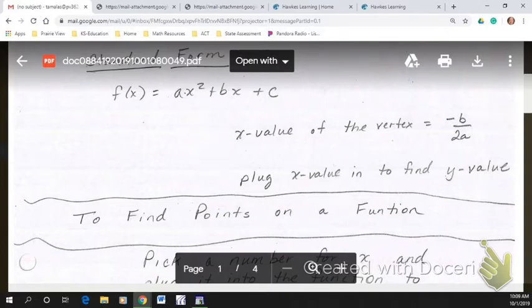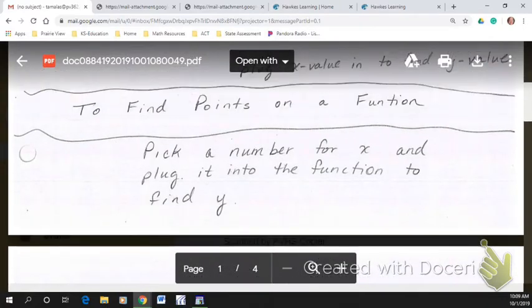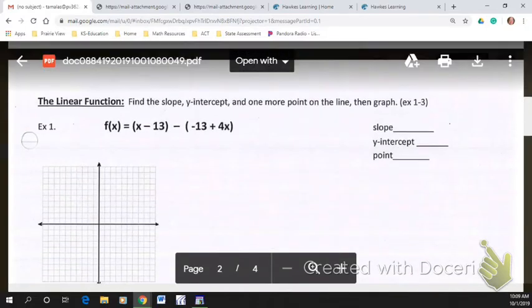So let's see here. It says pick a number for x and plug it into the function to find y. That will allow you to find a point on a graph, whether it's a line, a parabola, a reciprocal function, whatever it is. Okay? Okay, so now we're ready to start with the examples. We will refer back to that page as needed.